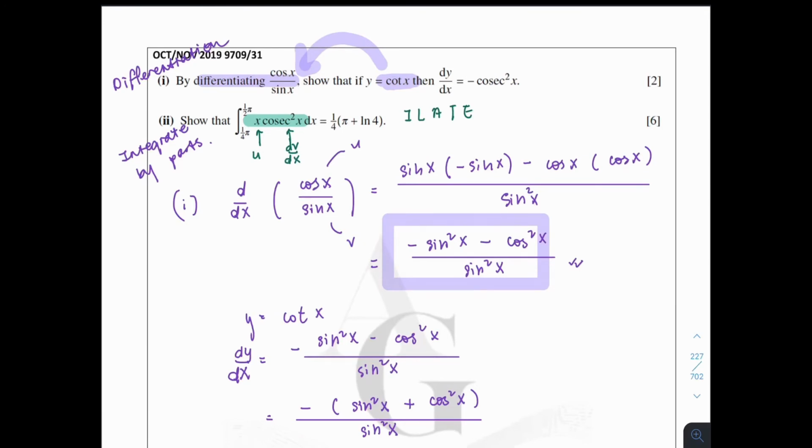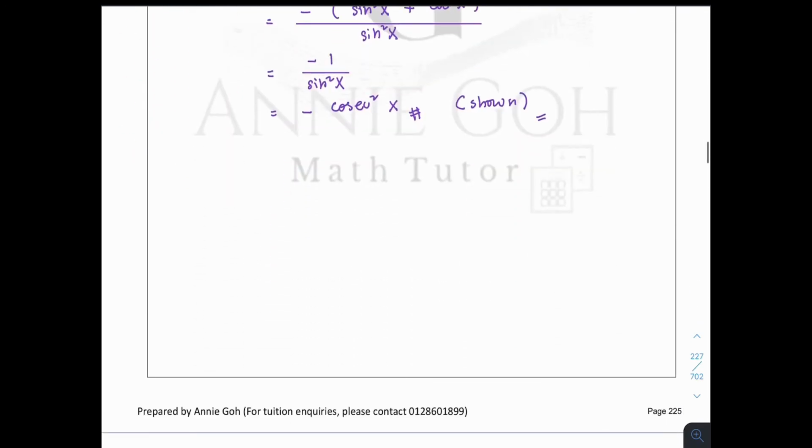Let's try part 2. The question is integrate from pi over 4 to pi over 2 for x cosecant square x dx, where x is the u, cosecant square is the dv/dx.